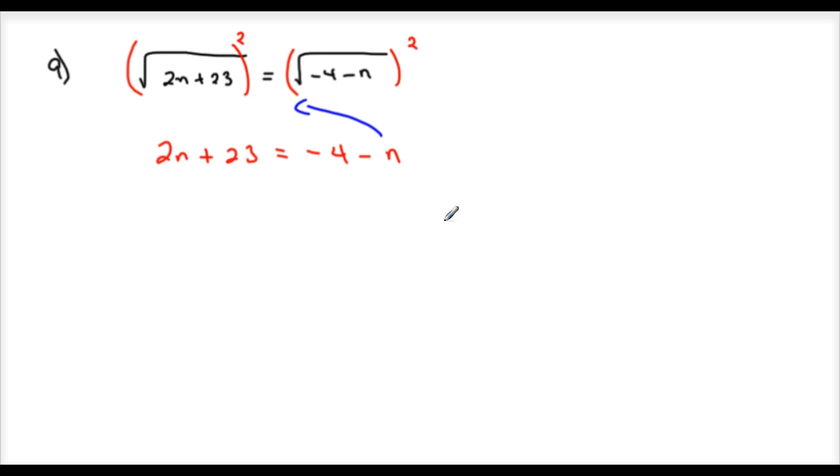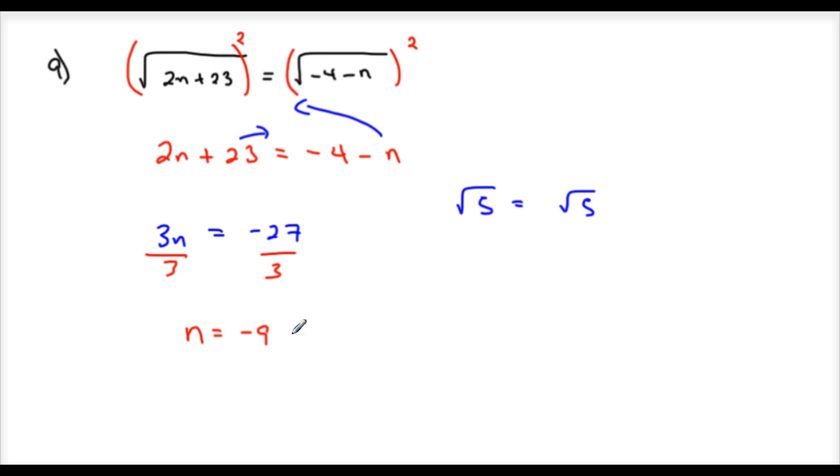So let's bring this -n over. So I'll get 3n on that side. Let's bring this positive 23 over to that side. Equals -27. Divide both of these by 3. n equals -9. If you plug in here, you should get both sides are equal to each other. I believe you should get square root of 5 is equal to square root of 5. So n equals -9 would be your solution.